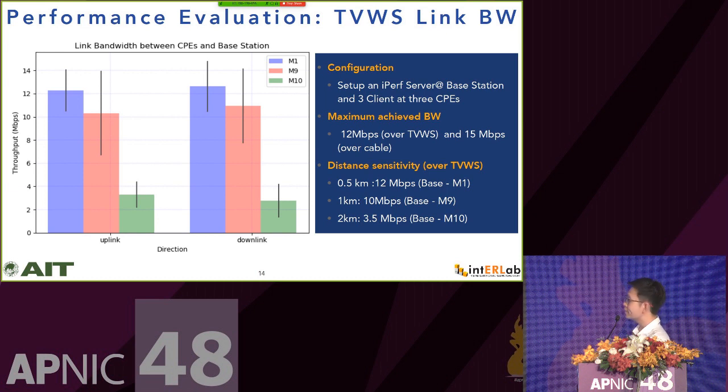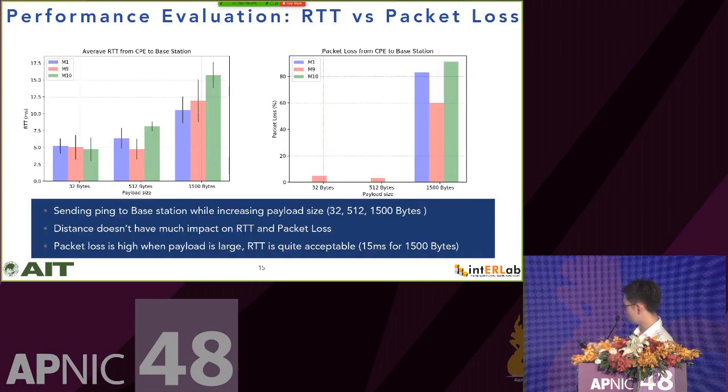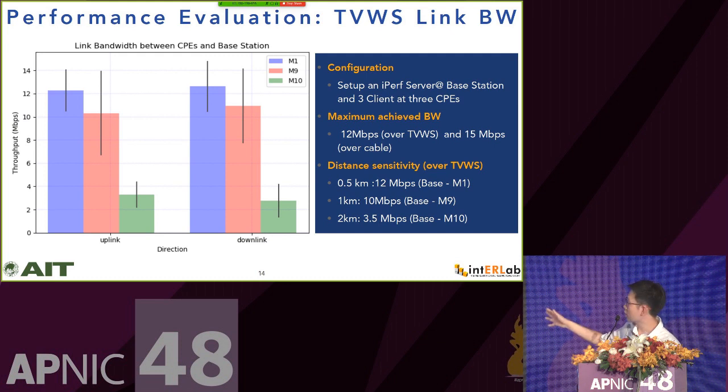Compared to the optimum case, which is pushing the cable, where we got about 15, this is quite okay, I think. And from the result, we found that the performance is quite sensitive to the distance. Actually, we are not quite happy with that because, as you can see, from half a kilometer we got about 12 megabit per second, and then the bandwidth gradually dropped to 10 megabit per second when deployed at 1 kilometer, and at about 2 kilometers, the achievable bandwidth was only 3.5.